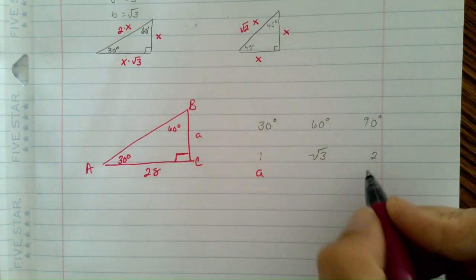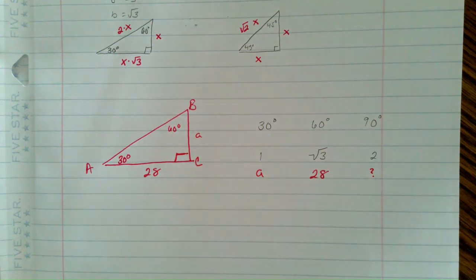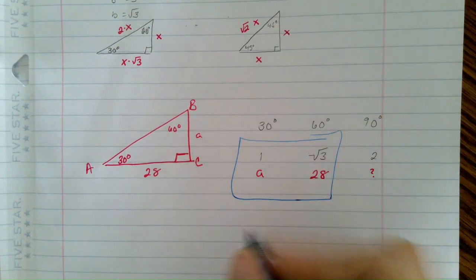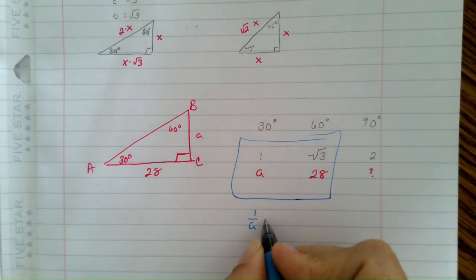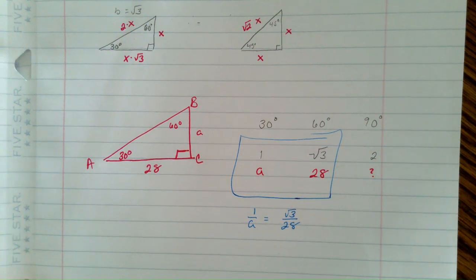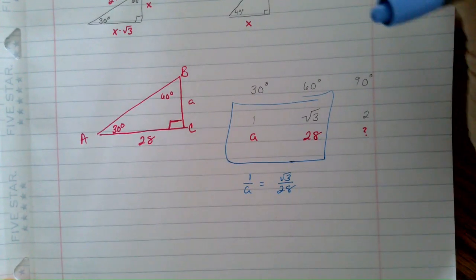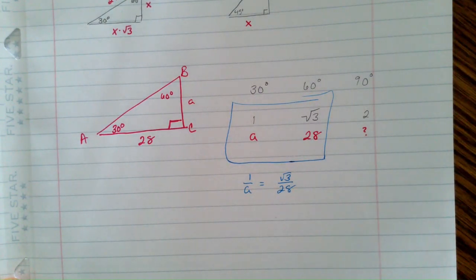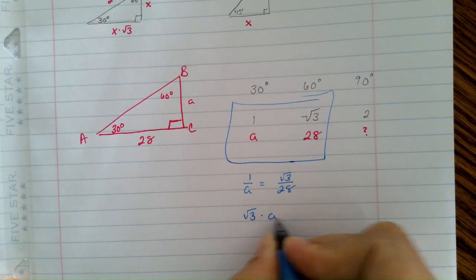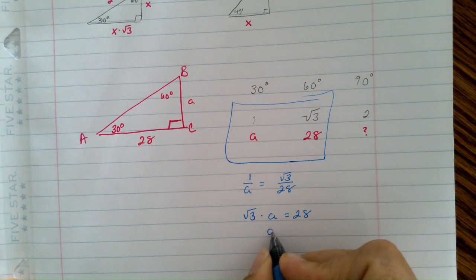The right angle we don't know. And the other one is 28. Boom, I see my proportion. 1 over A equals root 3 over 28. Okay. Cross product. Root 3 times A equals 28. Divide by root 3.